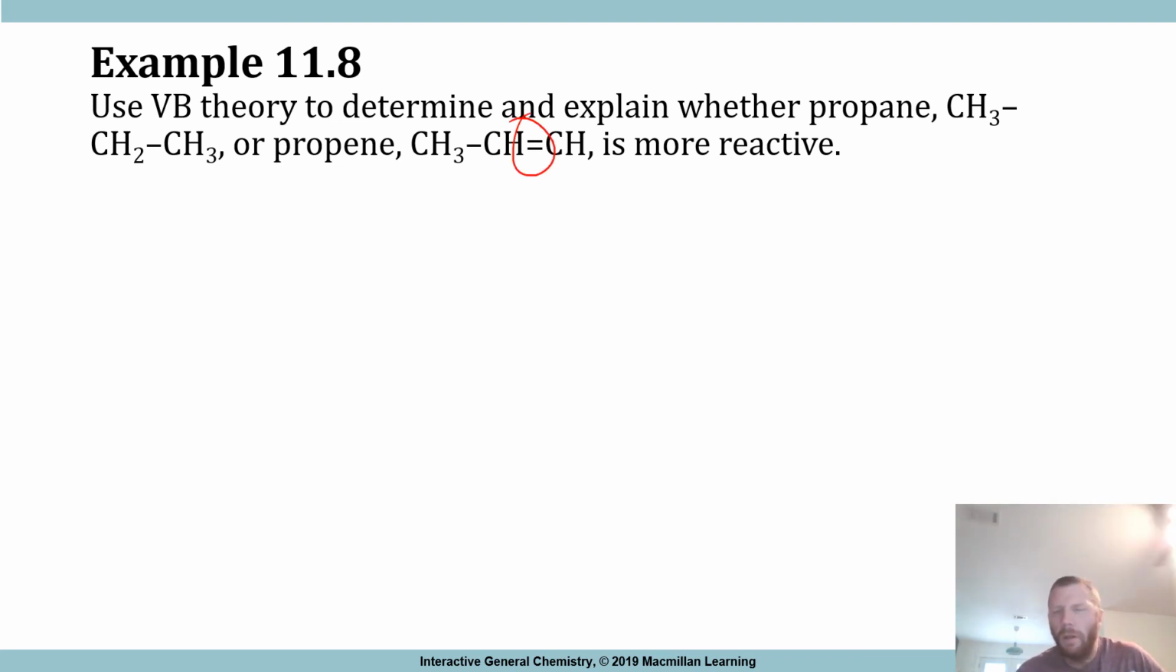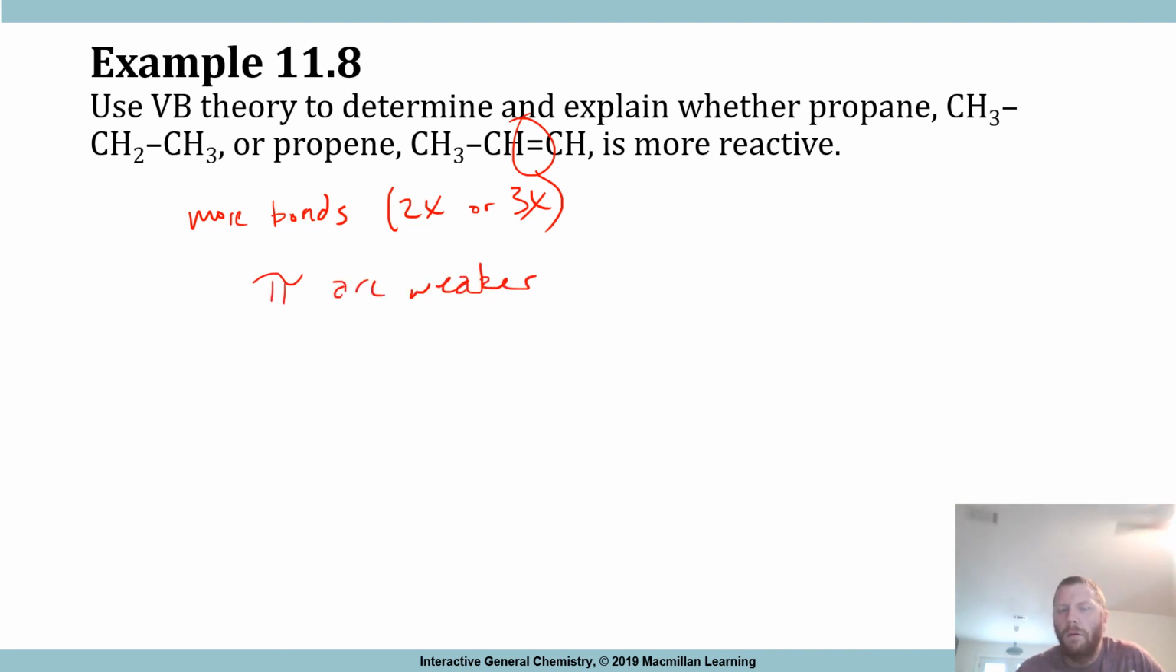One of the principles that we talked about previously was more bonds. Whenever I say that, I mean a double bond or a triple bond in a position that's going to make it more reactive. The reason for that is pi bonds are weaker, therefore easier to break. So we can arrive at the conclusion that propene is more reactive than propane.